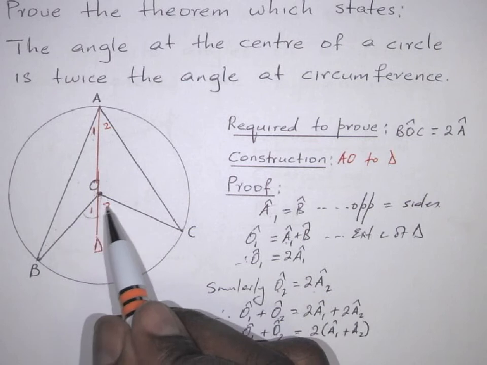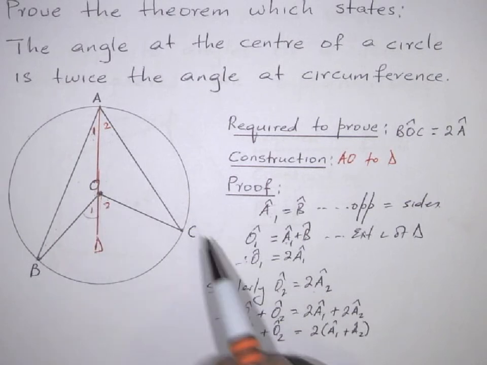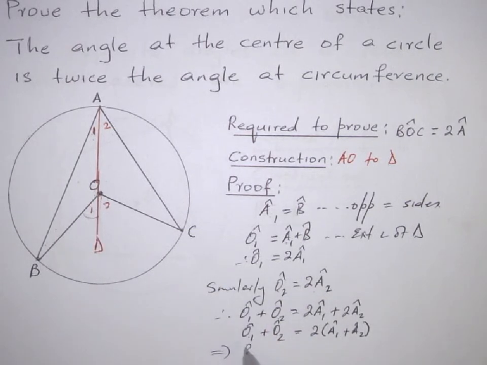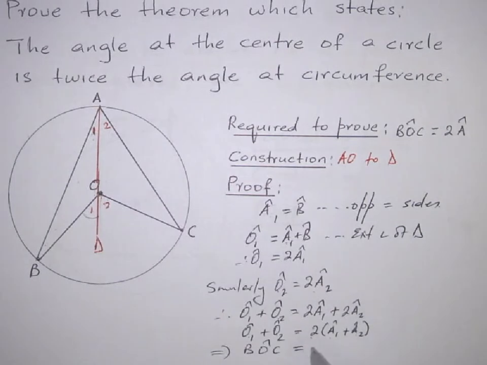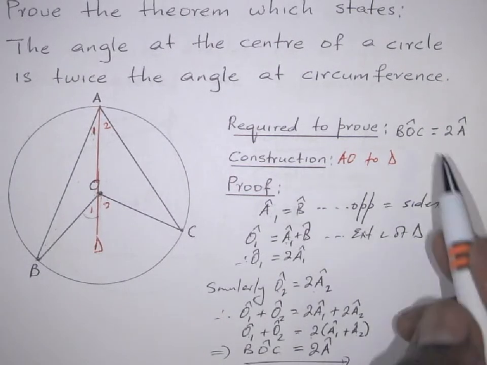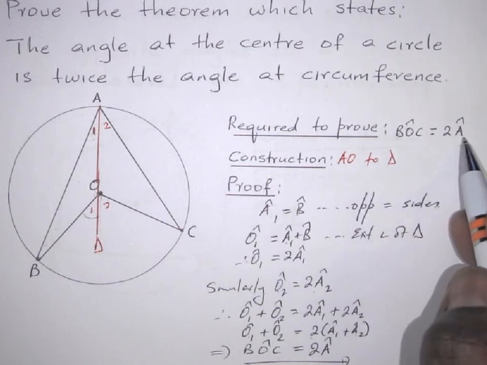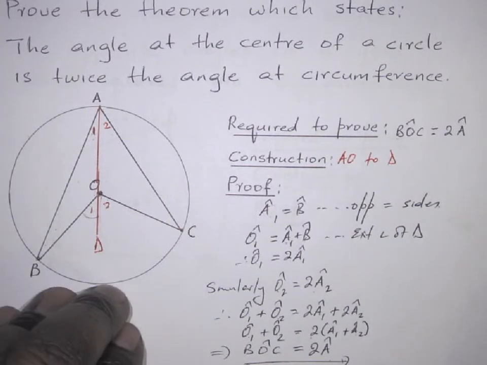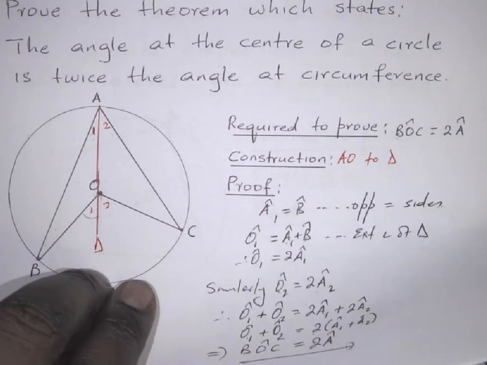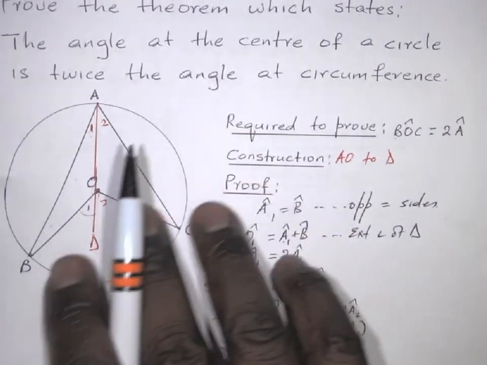The angle O1 and O2 is the same as angle BOC, which implies that angle BOC is equal to 2 of angle A1 and A2. Now A1 and A2 is just angle A, so it is equal to 2 angle A. You can see that what we are required to prove, that BOC is 2A, is that one there. So you can try now the other two which you are also expected to know how to prove.